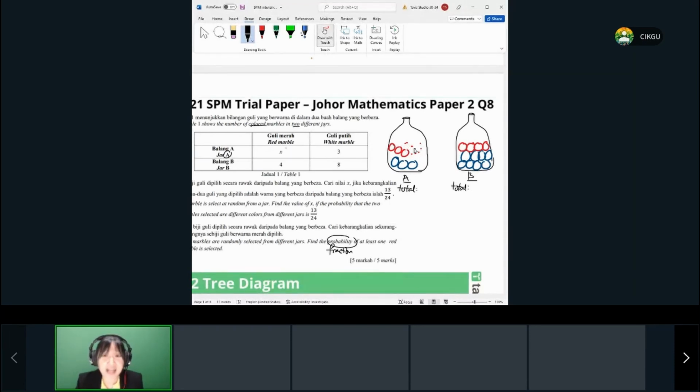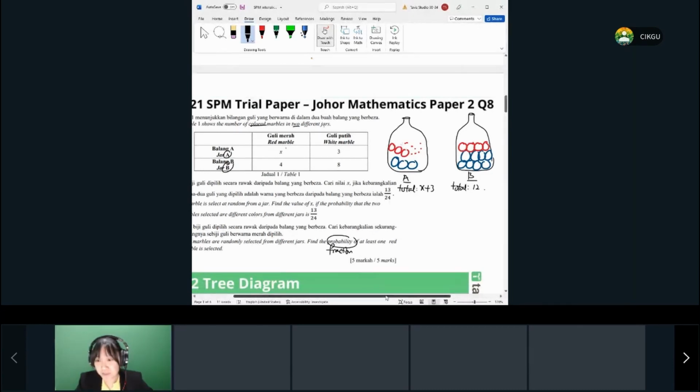we just use X to represent. Yeah, so it's okay. Write it down first. X plus 3. Yeah, that's the total. So the total of B, this one easy. Just 4 red plus 8 white, total is 12 marbles. That's it. If a table is hard for you to visualize, draw the diagram, clearer.